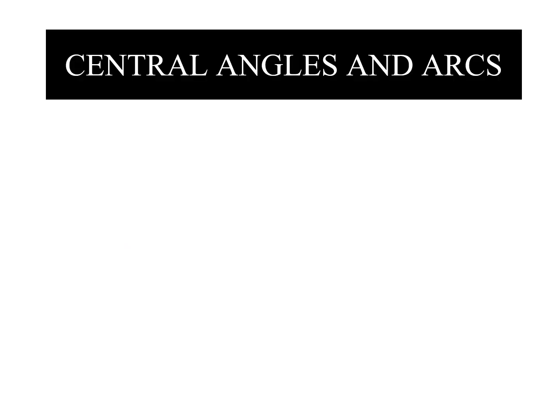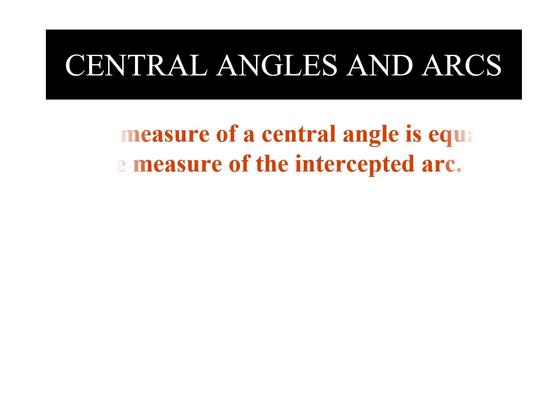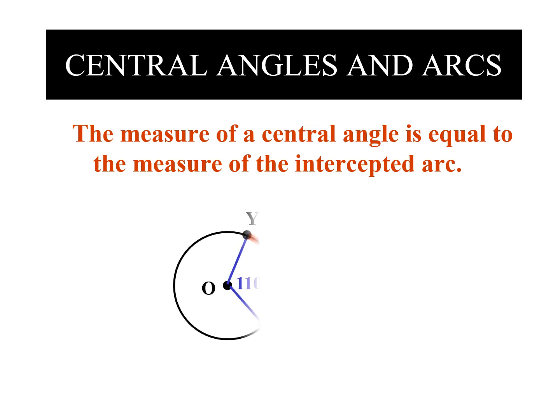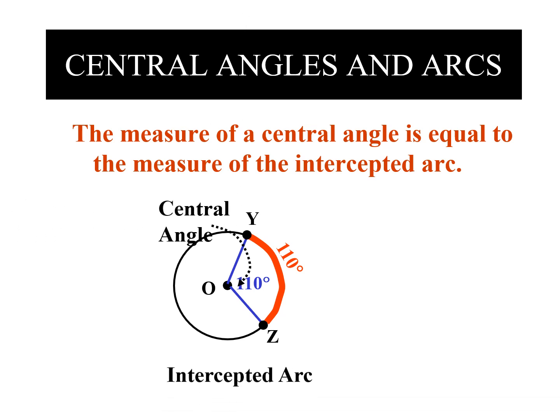Now let's move on to central angles and arcs. The measure of a central angle is equal to the measure of the intercepted arc. So if we have this central angle which is equal to 110, then the intercepted arc is equal to 110 also.